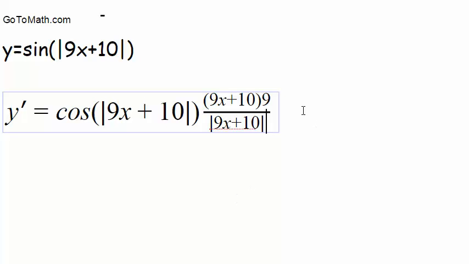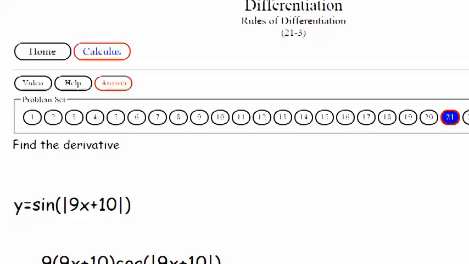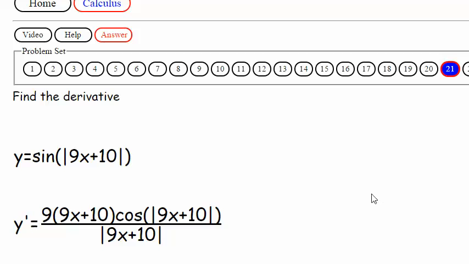Okay, and that's it. That's all there is to that particular problem. Anyway, so let's go back to the web page and check our answer and see what it says.